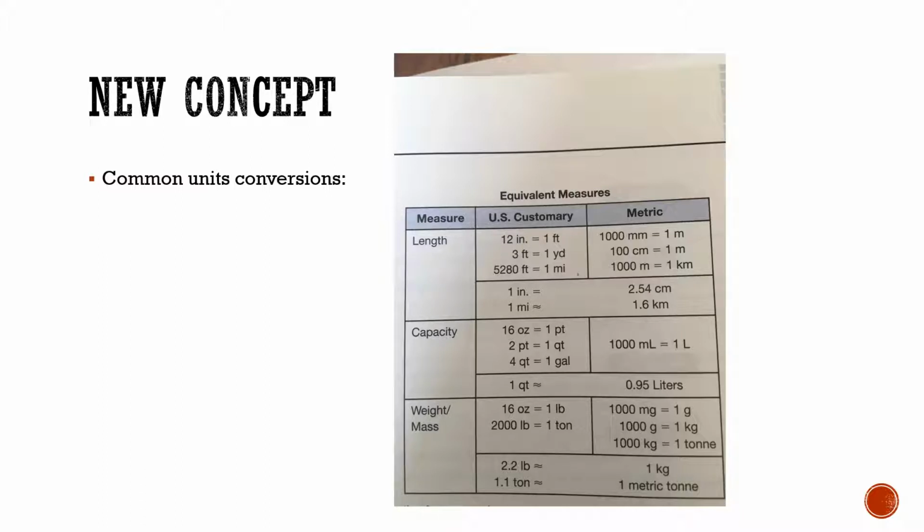So just take note of how many of each smaller unit is in the next size up unit, like 12 inches in a foot, 3 feet in a yard, 5,280 feet in a mile, that kind of thing. Especially capacity right here, because that's one a lot of people forget sometimes. So make sure you know where that is in your book and that you know the different units of measure.